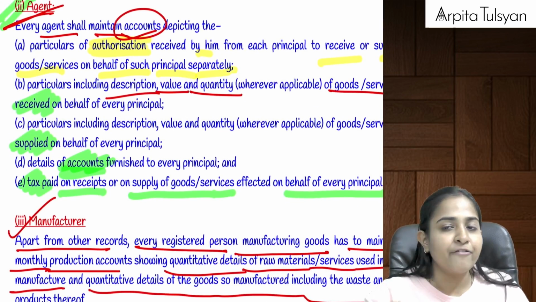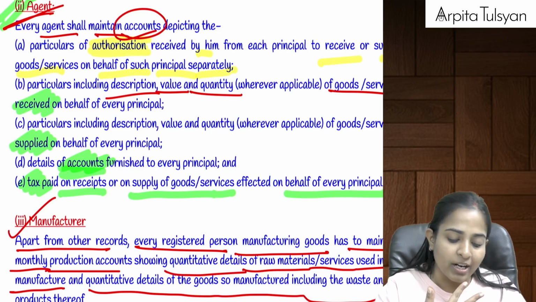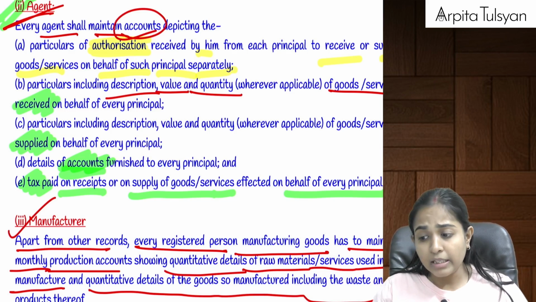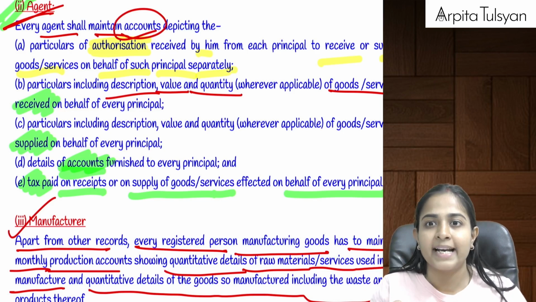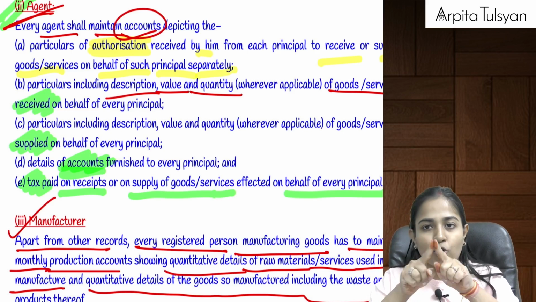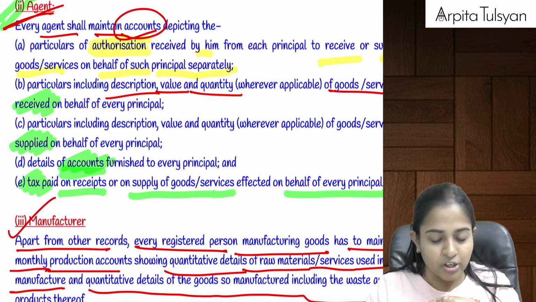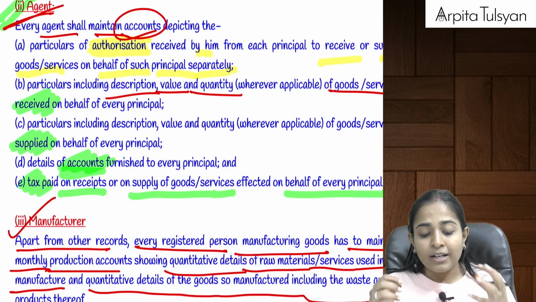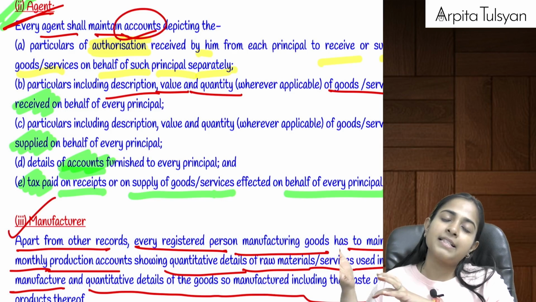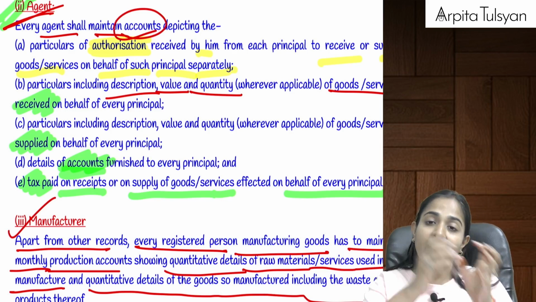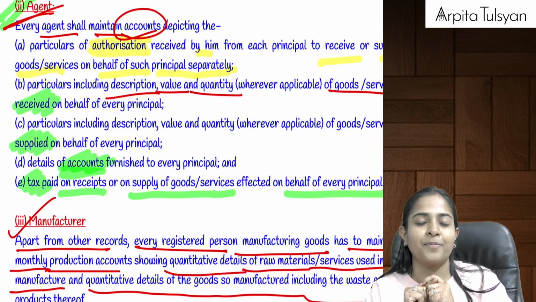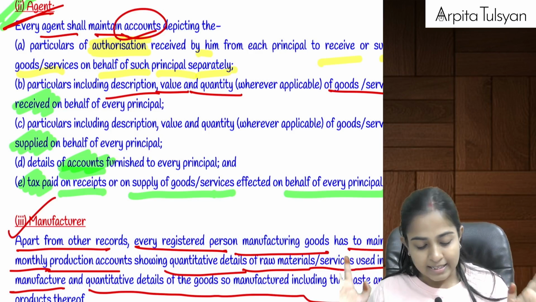Then similarly, if you are an agent, then you are required to maintain some extra information. What is that extra information? First one is that the agent would have received some authorization from its principal to either receive the goods or to supply the goods. So a copy of that authorization, a copy of that instruction should be maintained by that agent. Then the description, value, quantity of goods received on behalf of the principal. Similarly, description, value, quantity of the goods supplied on behalf of the principal. Then the accounts with the principal, the accounts which are to be furnished to the principal, and the taxes paid on such supplies, right?